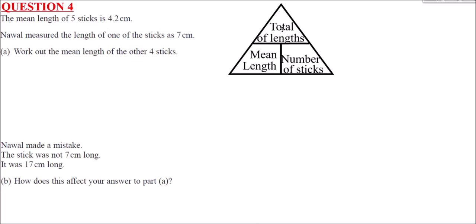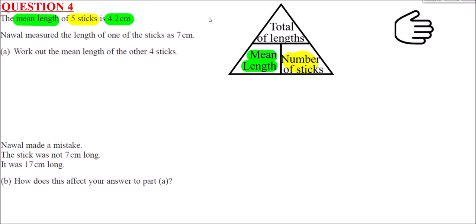Well, the mean is the total of things divided by the number of things. So because we're talking about lengths of sticks, the mean length of a stick is going to be the total of the lengths of the sticks divided by the number of those sticks. So we're told the mean length of 5 of them is 4.2. So we know the mean, and we know there's 5 of them. Therefore, we could work out the total lengths of all 5 sticks.